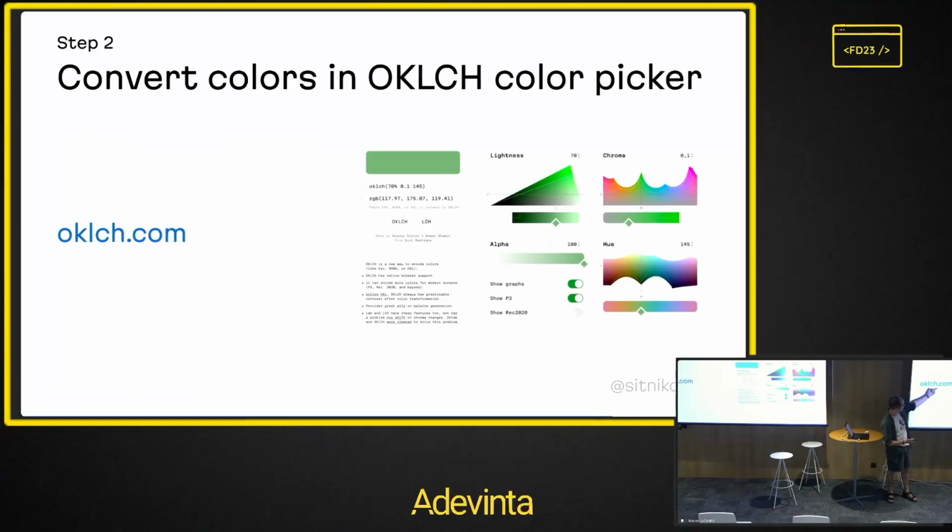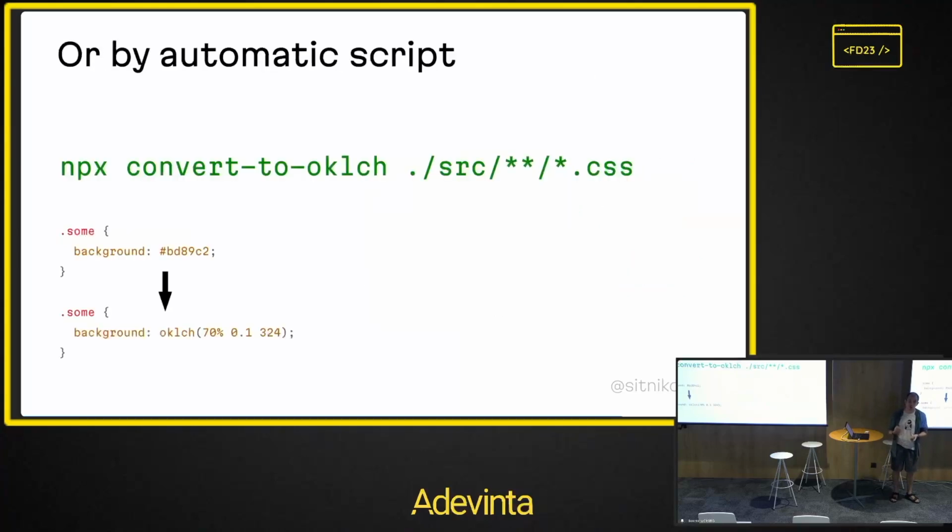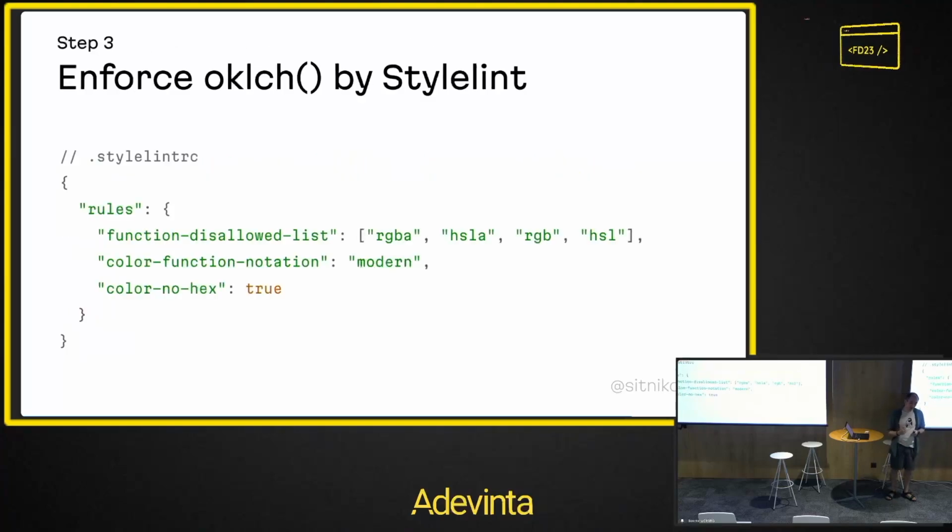Then, step 2, you need to open your CSS file and replace the colors. For instance, you can use our color picker and convert every color in your CSS. It could require a lot of work. This is why we created a special tool which will automatically find all files and convert them to OKLCH. So you can do it in one command, or two commands: you need to polyfill and then to convert.